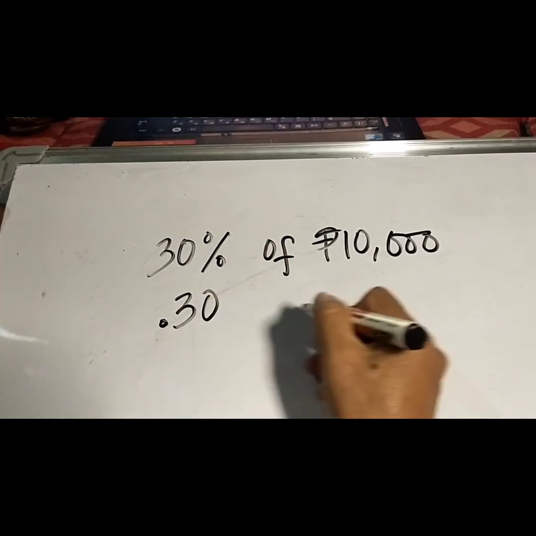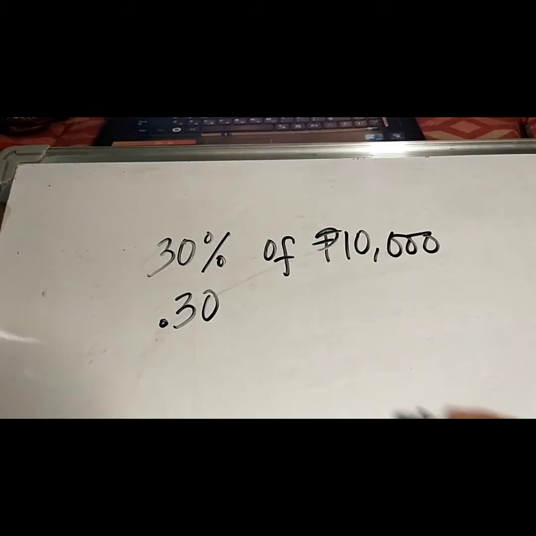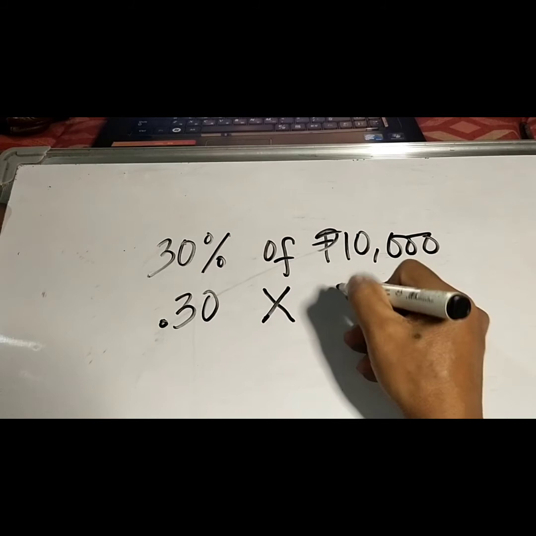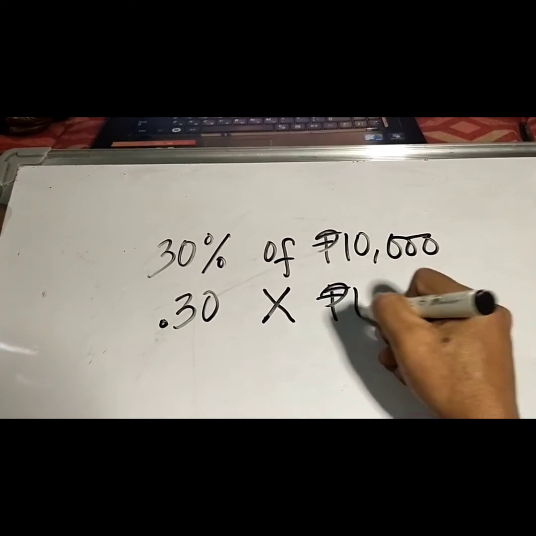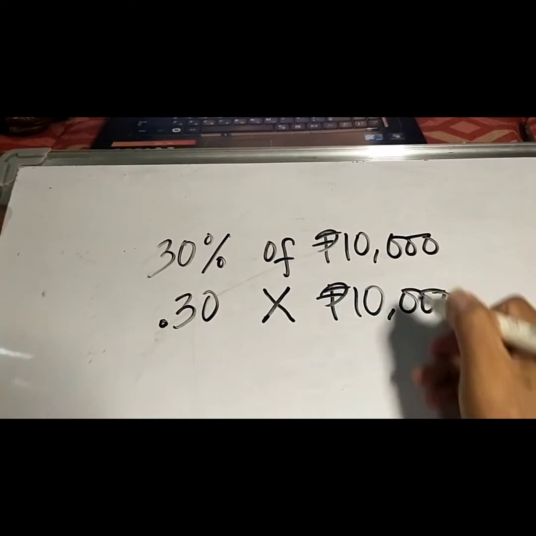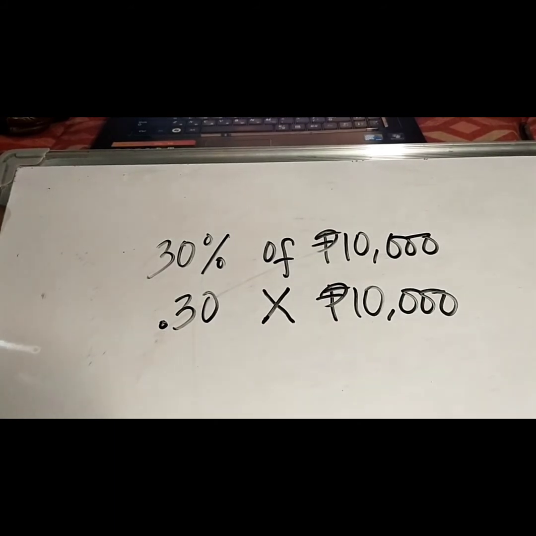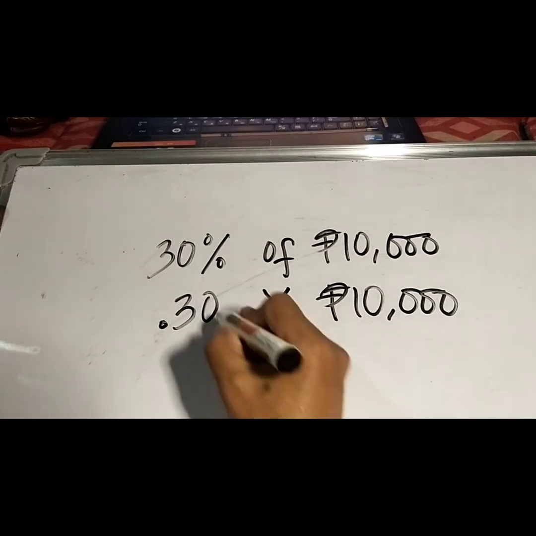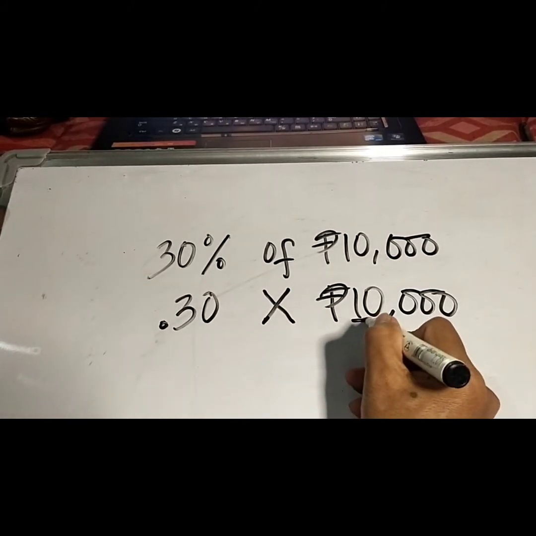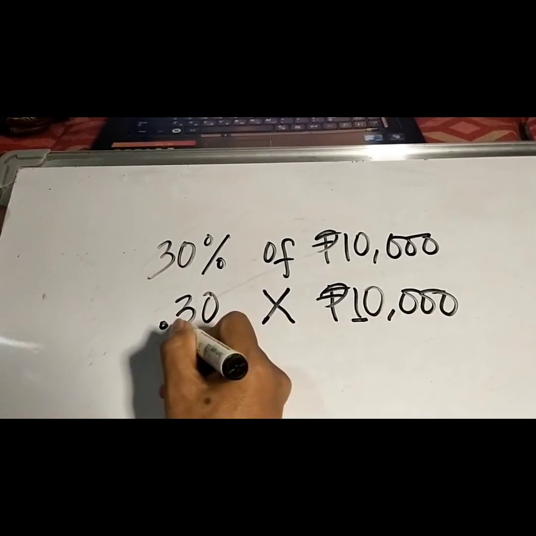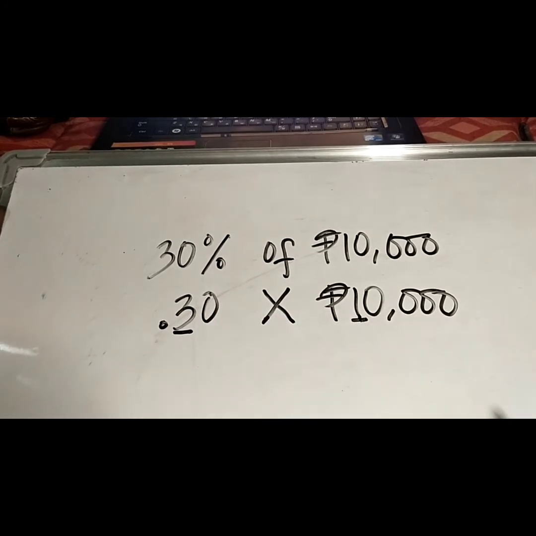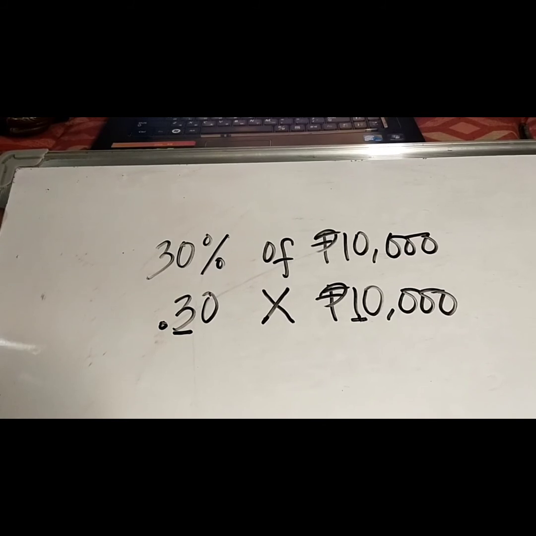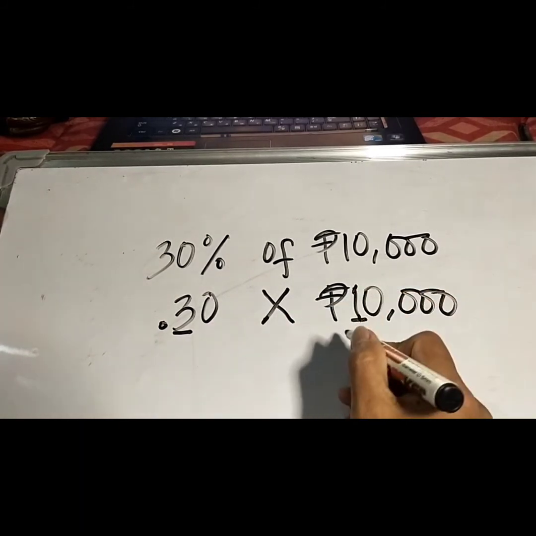Of in mathematics class signifies multiplication. So take note of that. So times 10,000. Okay. So we multiply. Can we apply shortcut? Very big yes. There is only one whole number, 3 and 1. So do we need to do the vertical way of multiplication? No need, because 3 and 1 is the only whole number. So we multiply 3 times 1. The result is 3.